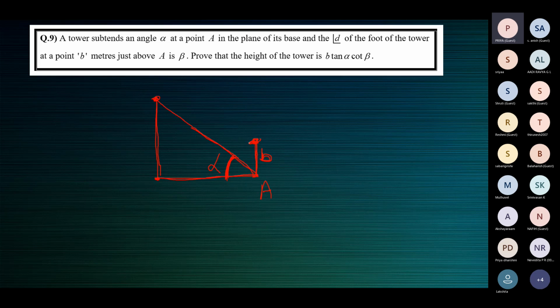From this point, when you look at the foot of the tower, this is the horizontal. From here, we are looking at the foot of the tower. So from here, we look down at the foot of the tower. Horizontal line of sight, angle of depression is beta. Prove that the height of the tower is b tan alpha cot beta.